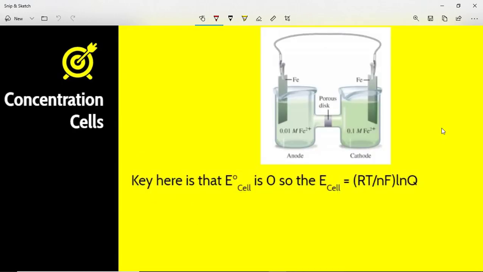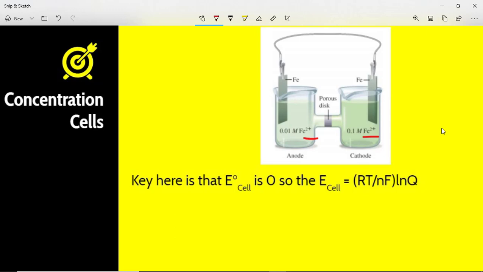So take a look at this. This is a little bit different type of problem here because the cells themselves actually have the same ion associated with them. So this is known as a concentration cell. Basically, it uses the concepts related to Le Chatelier's principle in order to make electricity flow.